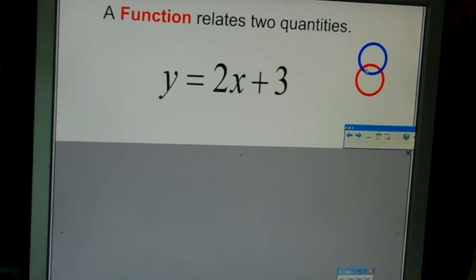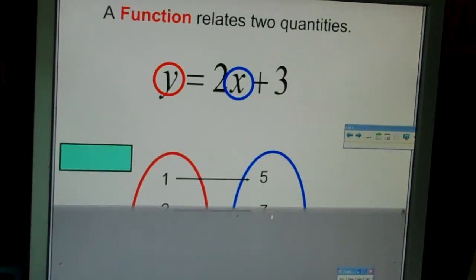Relating the two quantities. Well, that's relating our x and our y. These are the two quantities that we're relating. X is our independent variable, so it's going to influence the outcome or our output of y. I just dropped a lot of vocabulary. You might want to replay and write some of those vocabulary words down.